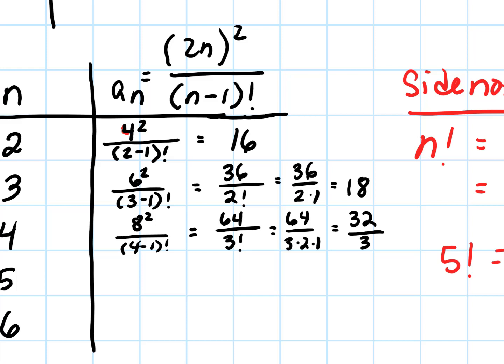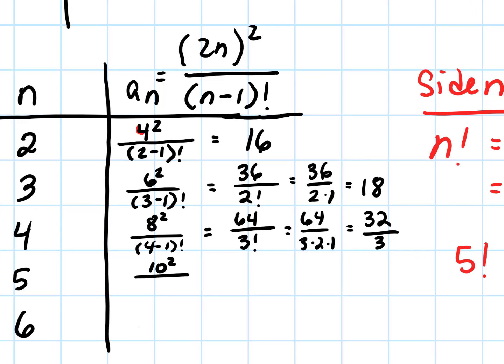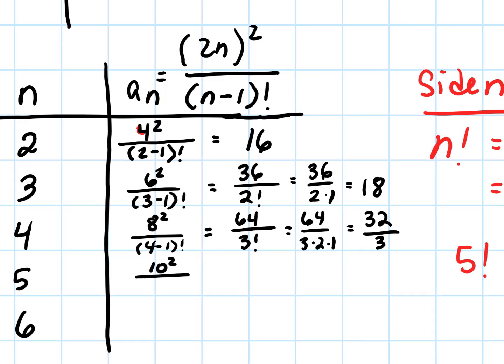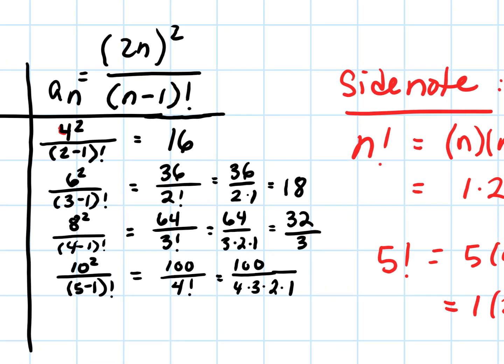And then for the 5th term, for n equals 5, we end up with 10 squared on the top, and we've got 5 minus 1 factorial, and that ends up giving us 100 over 4 factorial, or 100 over 4 times 3 times 2 times 1. Okay? And so that would give us 25 over 6.